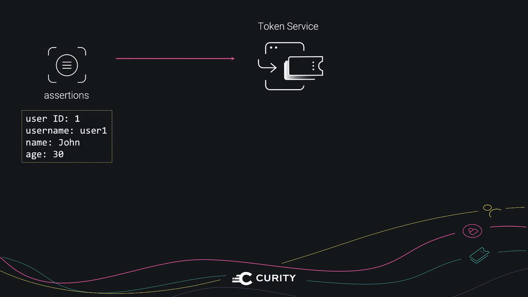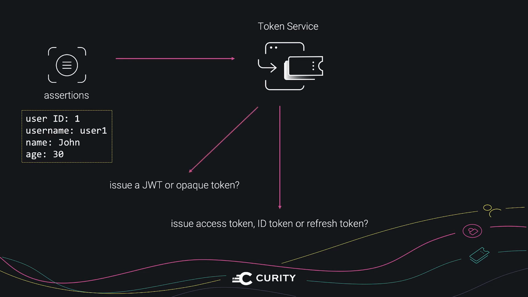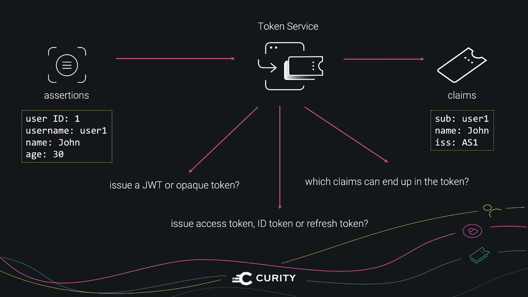The token service must be sure that it can issue the types of tokens the client requested. For example, can the client get a refresh token? And if so, how long should the refresh token be valid for? Or should the access token be a JWT or an opaque token, etc.? Another important role of the token service is to map the assertions made by the authentication service to claims that end up in the tokens. It should know which claims the client can have access to based on the requested and consented scopes, which claims should end up in an ID token and which in an access token, etc.